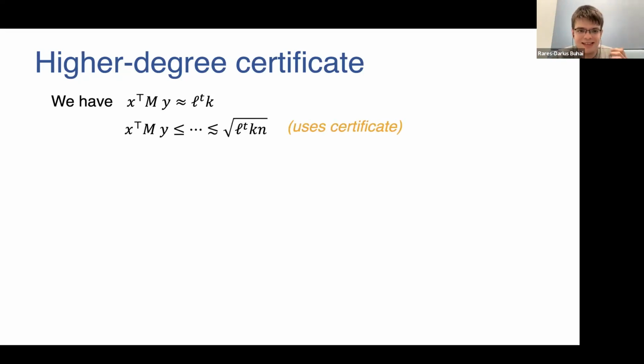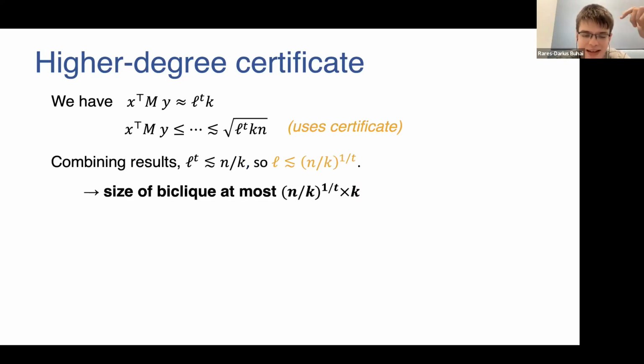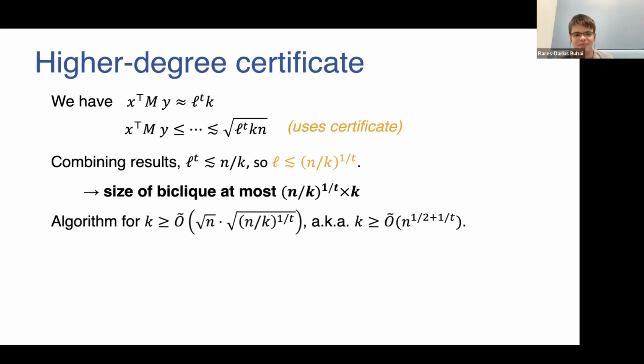I'm just going to say that this definitely uses at one point our certificate, that the inner products of rows of M are small. And it gives that x transpose My is at most root L to the T K N. And if you combine these together, you get that L is at most N over K to the 1 over T. So there are no bicliques of size larger than N over K to the 1 over T, which finally gives the algorithm that we want.